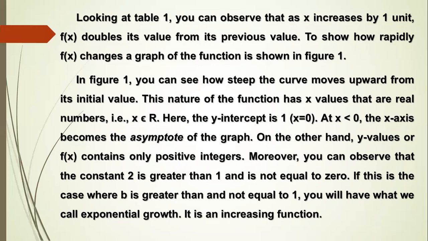Here, the y-intercept is 1, which is when x is equal to 0. At x less than 0, the x-axis becomes the asymptote of the graph. On the other hand, y values or f of x contain only positive numbers. Moreover, you can observe that the constant 2 is greater than 1 and is not equal to 0. If this is the case, where b is greater than 1, you will have what we call exponential growth. It is an increasing function.